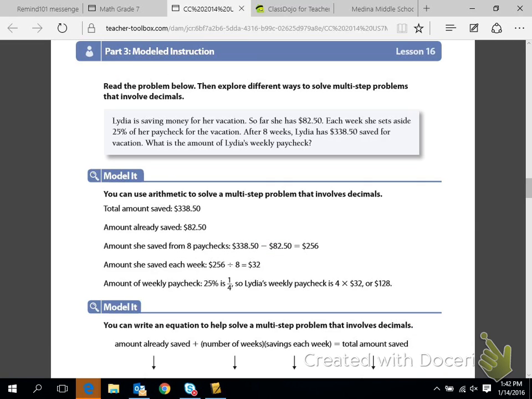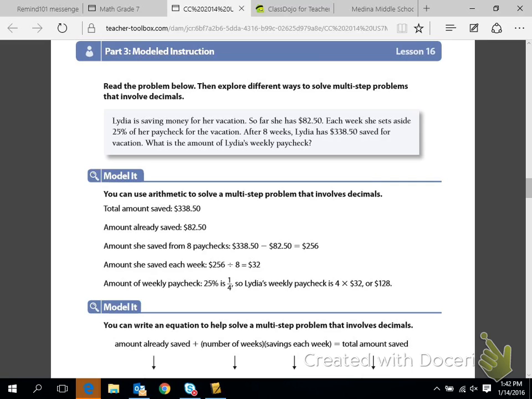Next we have a little bit more complex problem. It says Lydia is saving money for her vacation. So far she has $82.50. Each week she sets aside 25% of her paycheck for the vacation. After 8 weeks, Lydia has $338.50 saved for her vacation. We want to know what is the amount of Lydia's weekly paycheck.